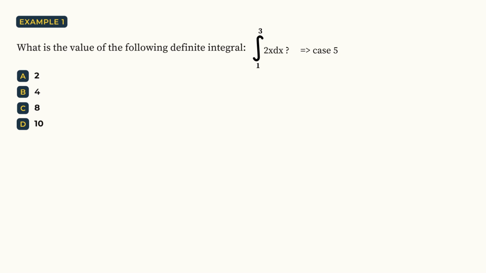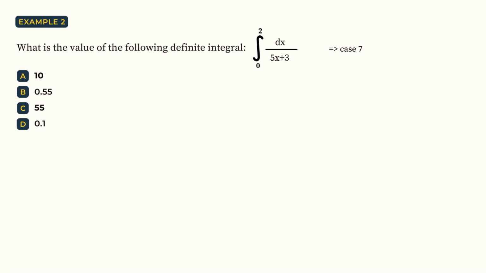So for standard integrals, I have a few examples, but looking at them, it seems that they're pretty straightforward. So the easiest one, I will leave it for you to solve. So this is integral from 1 to 3 of 2x dx, and this is case number 5. Just go ahead and solve it and let me know in the comments below the correct answer.